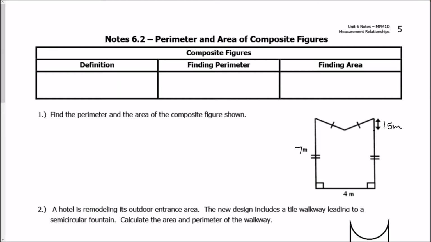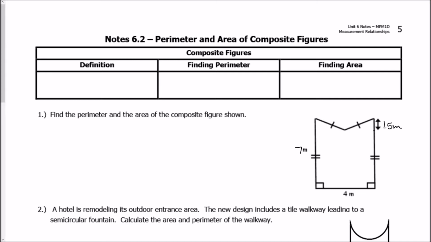Hi, ladies and gentlemen. Notes 6.2 are on the perimeter and area of composite figures. You guys have already learned how to find perimeter and area of most shapes, but we still need to figure out how to do it when we have composite figures. So first of all, we need to define what a composite figure even is.